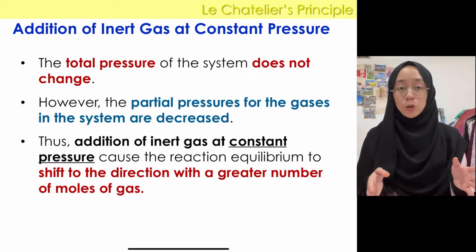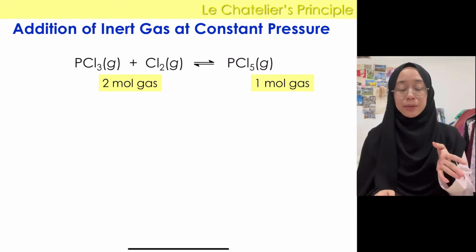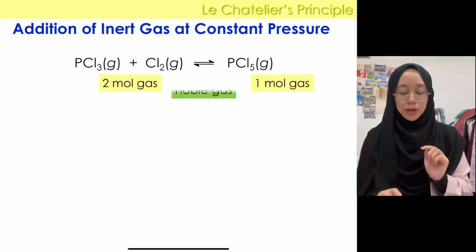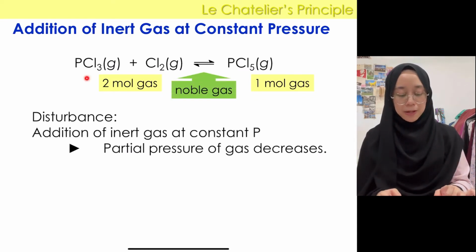Lepas ni kita akan tengok contoh lah. Okay, ini contoh dia. So kita guna balik contoh ni. So on the left side kita ada 2 mole, and then on the right side kita ada 1 mole. So by adding noble gas, what's going to happen to the partial pressure of setiap satu gases yang kita ada kat sini adalah menurun.